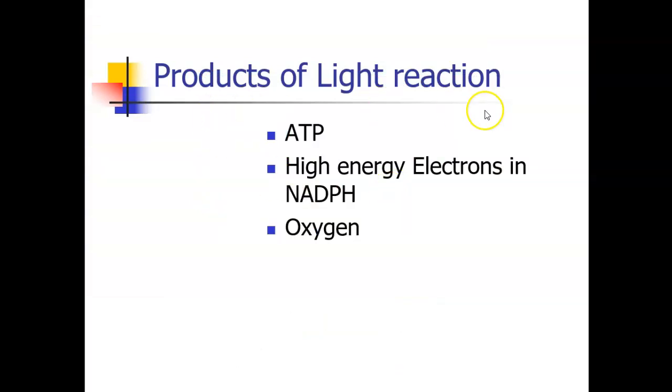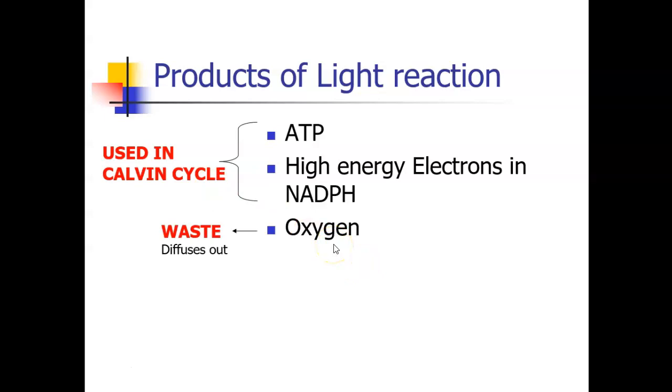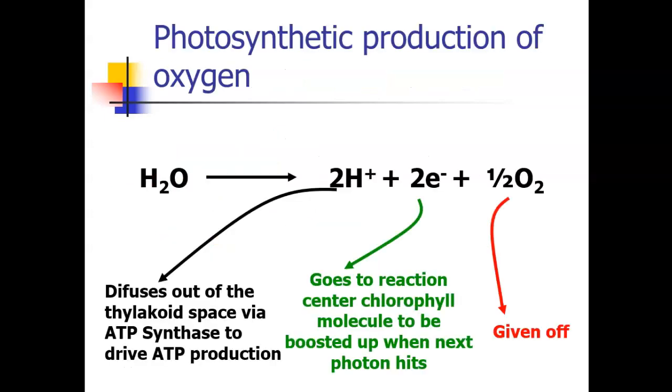So we have the products of the light reaction, ATP, that high energy NADPH, and of course oxygen. The first two, the whole point of those light reactions were to get that energy and those high energy electrons so that we can use them in the Calvin cycle to produce the glucose. Oxygen, well, that was just the byproduct. That was just the waste.